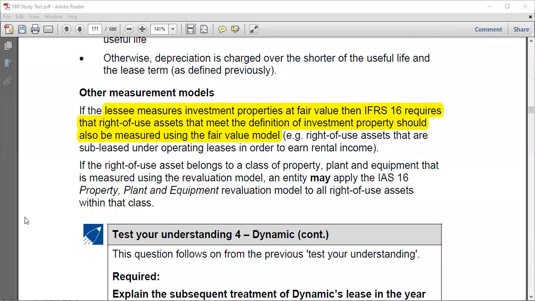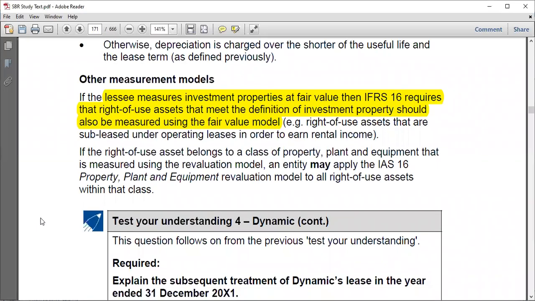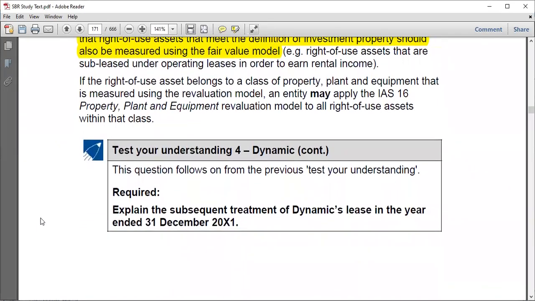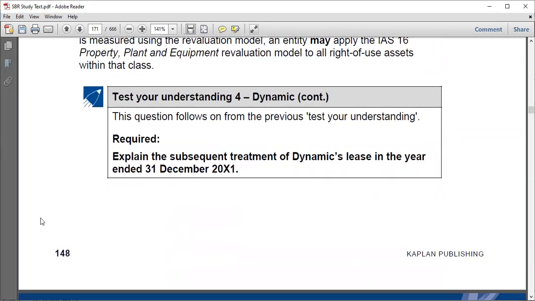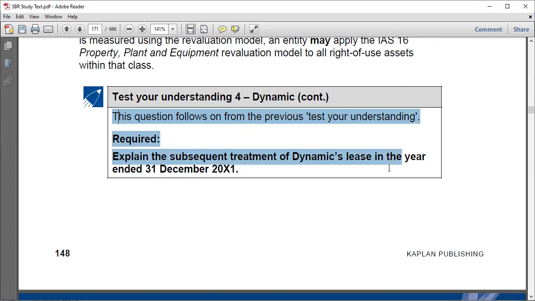All right, now we can proceed to the question. Let's take a look at this question. Now, this question is the continuation of yesterday. Test your understanding number 4, it says, this question follows on from previous test your understanding. What are we required to do? Explain the subsequent treatment of Dynamic's lease in the year ended 31st December 2021.